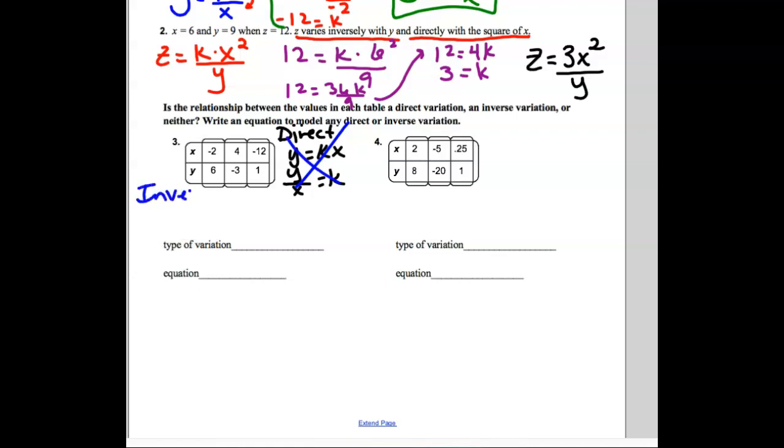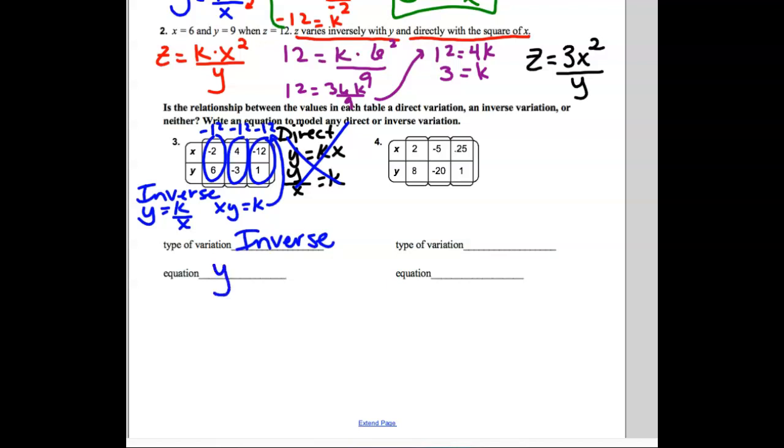If it is inverse, y equals k divided by x, and to solve for k, we would multiply the x and y together. So x times y has to give us a constant. Well, if we multiply these together, we get -12. If we multiply these together, we get -12. Multiplying these, we get -12. So our constant here is -12. So the type of variation we would say is inverse. And then the equation we would say would be y equals -12 divided by x. So we're finding that k value and then dumping it back into our structure.